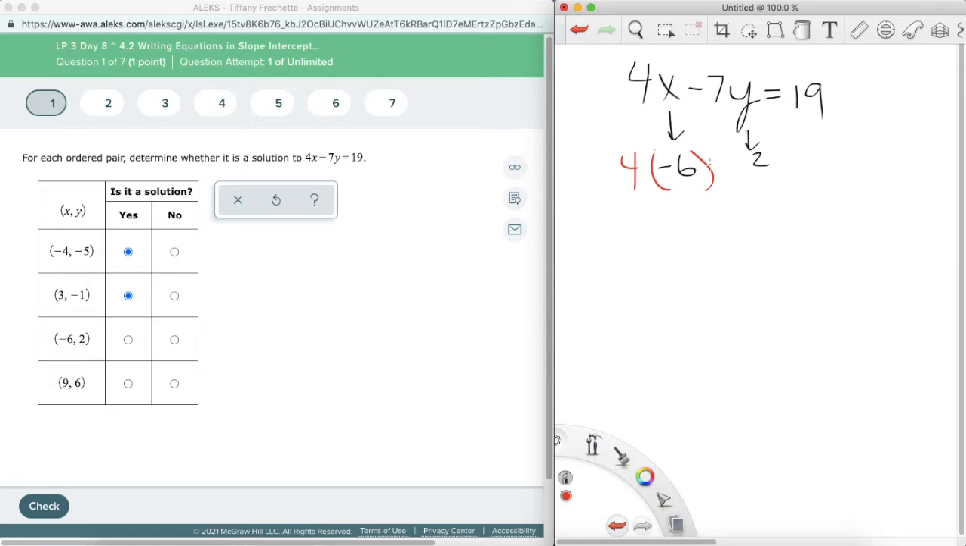4 times -6 minus 7 times 2 equals 19. Okay, so I filled it in. So 4 times -6 is -24. -7 times 2, that's -14.